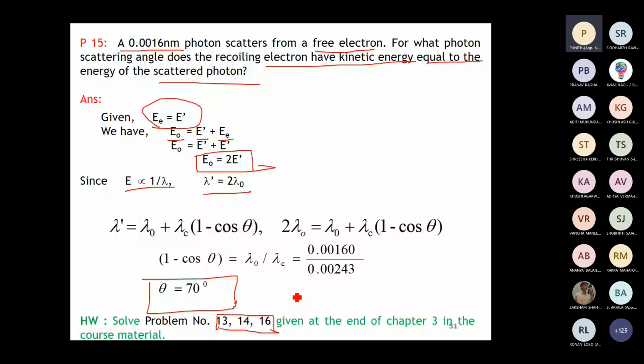The scattered photon wavelength will be twice that of the incident photon wavelength. Under that condition you will see that these energies are the same, and that will happen for an angle theta equal to 70. That's what they are asking.